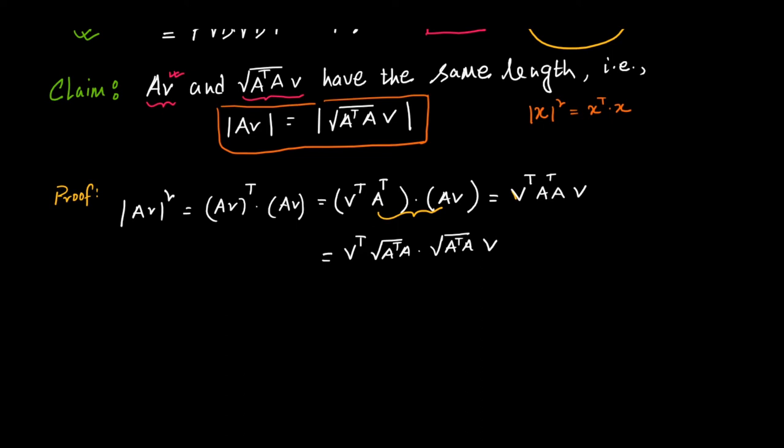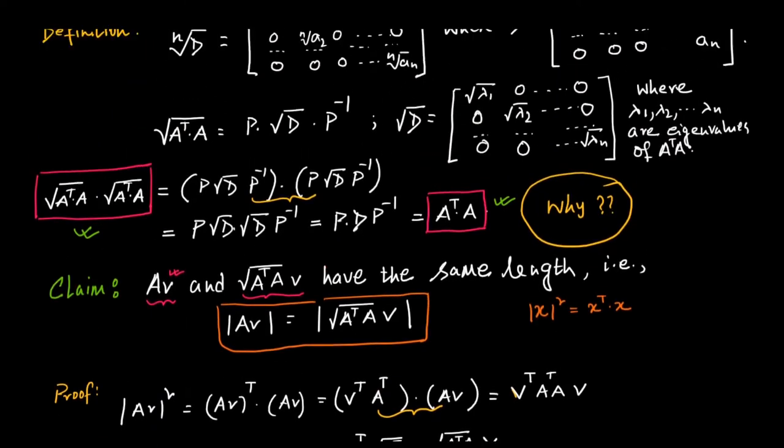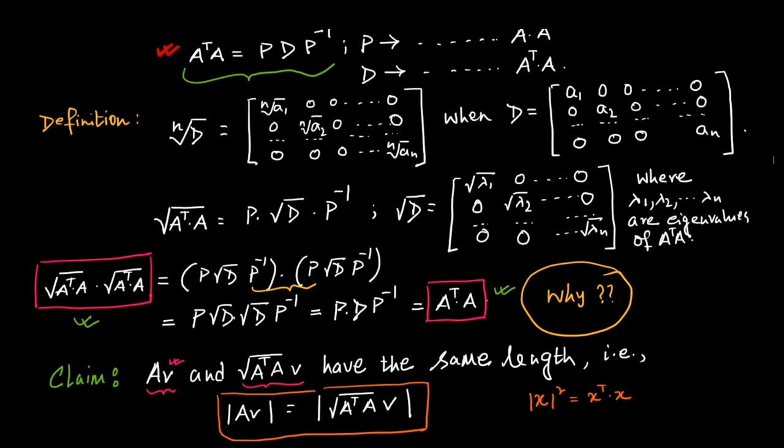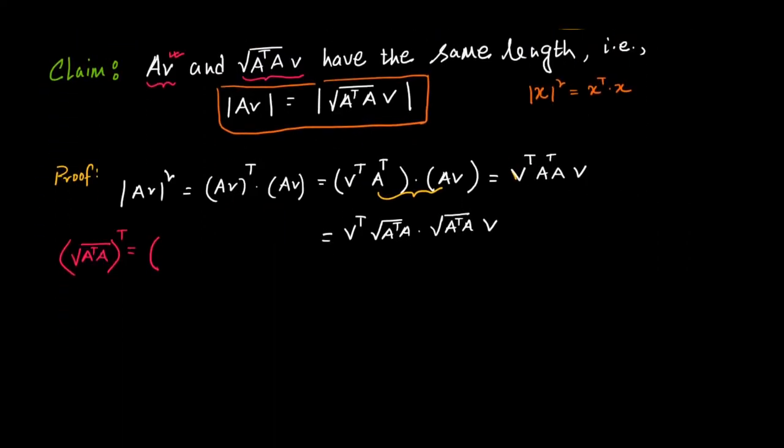Fine. Now let us see what will be square root of A transpose A whole transpose, how we can write this. Can you recollect what is the definition of square root of A transpose A? Square root of A transpose A is defined as P square root of D P inverse. So if I apply that logic here, I get P into square root of D into P inverse whole transpose. Again, by the property of transpose, we can write this as P inverse whole transpose, square root of D whole transpose, P whole transpose. Sorry, I wrote inverse here somehow. It has to be transpose.